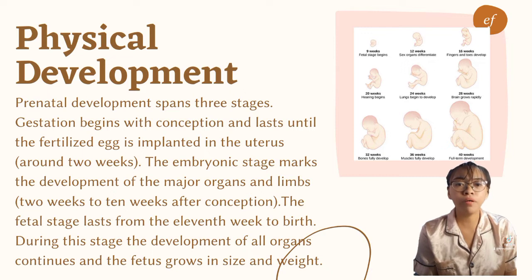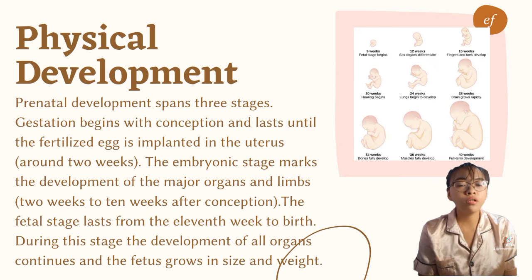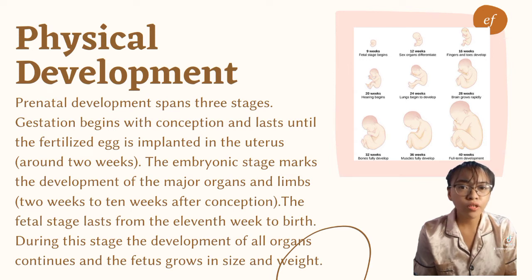Prenatal development spans three stages. Gestation begins with conception and lasts until the fertilized egg is implanted in the uterus, around 2 weeks. The embryonic stage marks the development of the major organs and limbs, 2 weeks to 10 weeks after conception. The fetal stage lasts from the 11th week to birth. During this stage, the development of all organs continues and the fetus grows in size and weight.